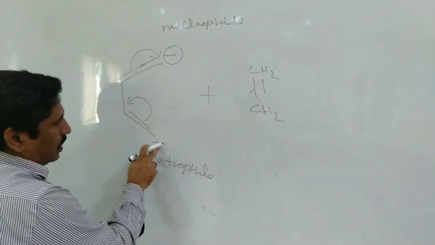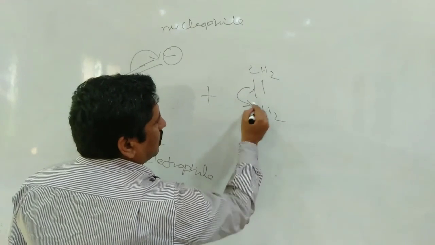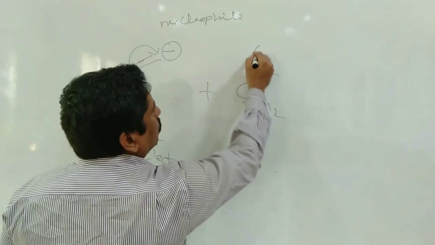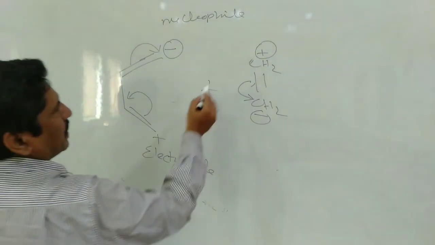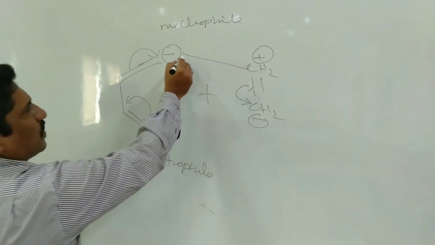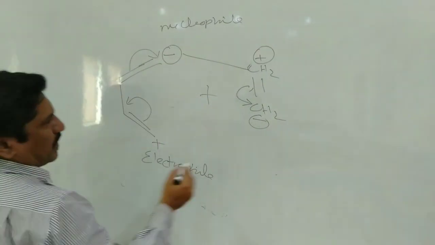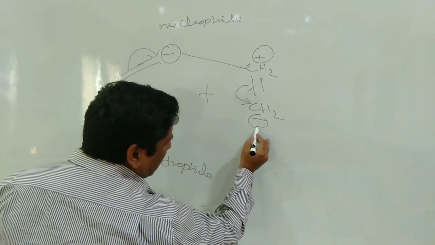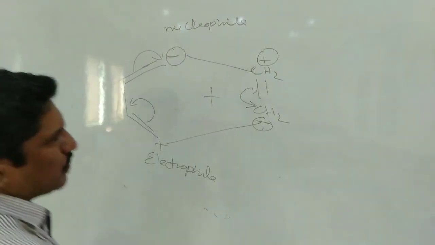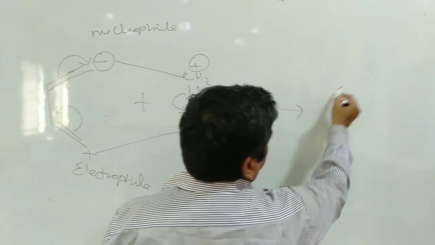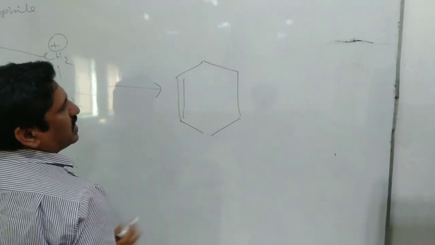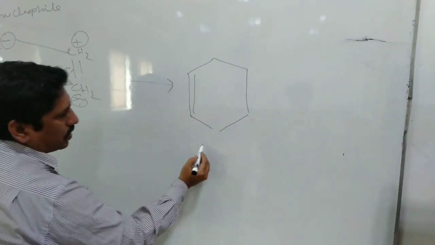For example, there is positive charge, so you can move those pi electrons downward, and that methylene group will become electron deficient. So that electron deficient carbon will attach itself to the nucleophilic carbon, and that electron rich methylene group will attach itself to the electron deficient carbon. So your new structure formed will be cyclohexene.